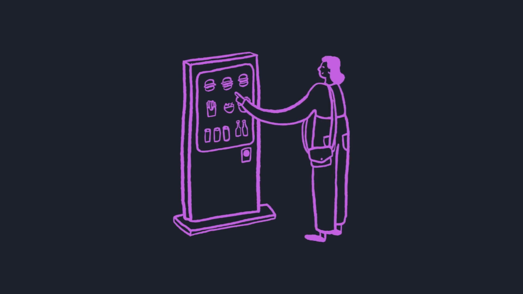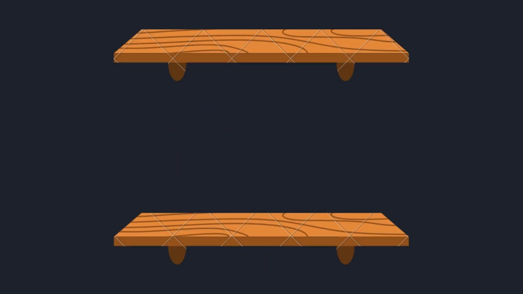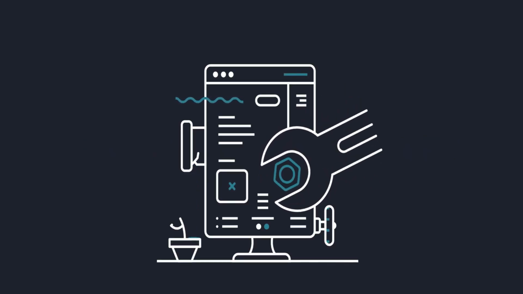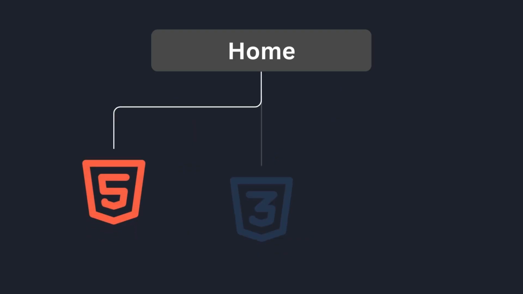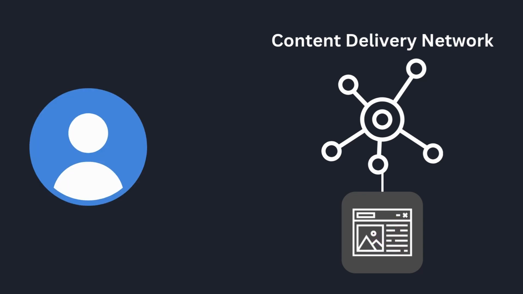Our last analogy: if SSR is a made-to-order meal, SSG is a gourmet, pre-packaged, grab-and-go meal. The meal is prepared ahead of time, cooked to perfection, and put on a shelf. When you want one, you just grab it. With SSG, this happens at build time. A generator builds every single page into plain HTML, CSS, and JavaScript files. These files are then placed on a global content delivery network. When a user visits your site, they're served a pre-built page from the CDN closest to them.